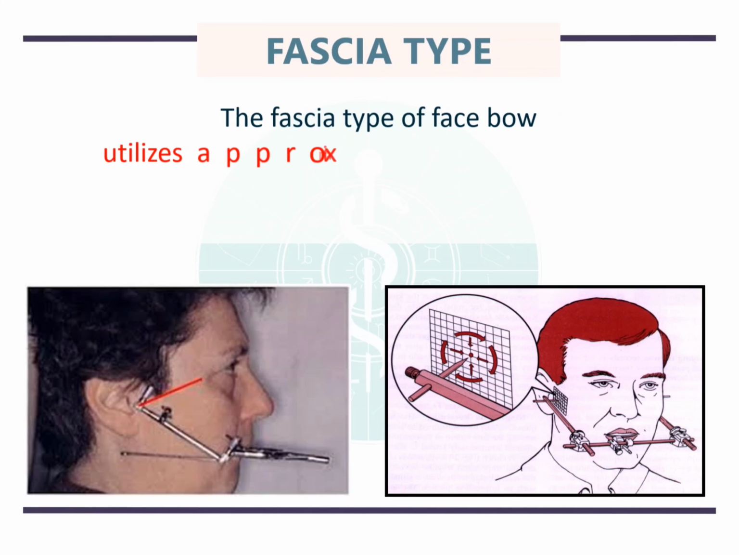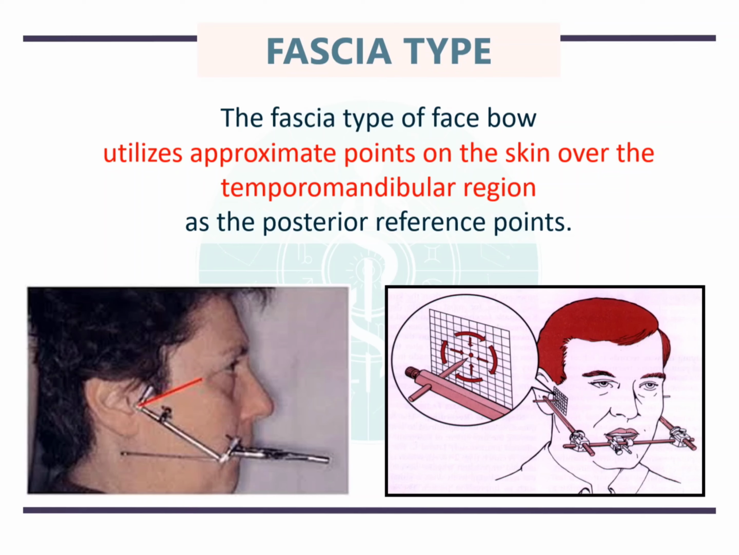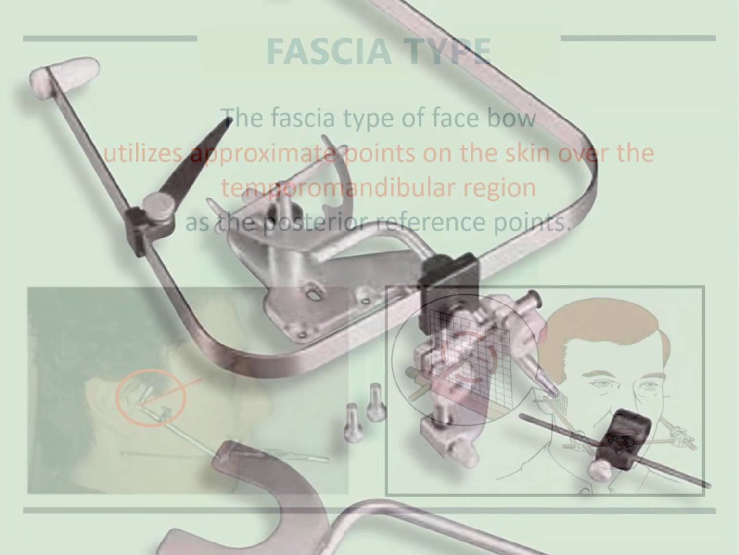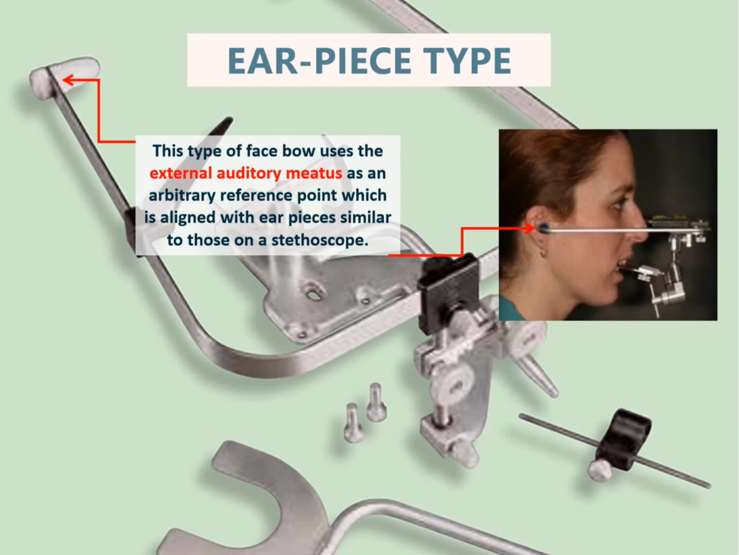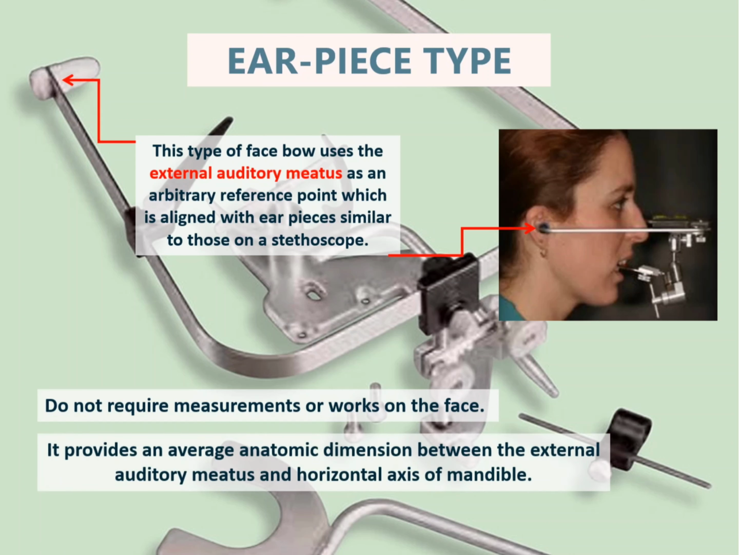whereas the fascia type Facebow utilizes approximate points on the skin over the temporomandibular region as the posterior reference points. These points are located by measuring from certain anatomic landmarks on the face. The arbitrary Facebow uses the external auditory meatus as a reference point which is aligned with the earpieces similar to those on the stethoscope. They do not require measurements or work on the face. It provides an average anatomic dimension between the external auditory meatus and the horizontal axis of the mandible. They give sufficiently accurate relationship for most diagnostic and restorative procedures, and they are very simple to use.